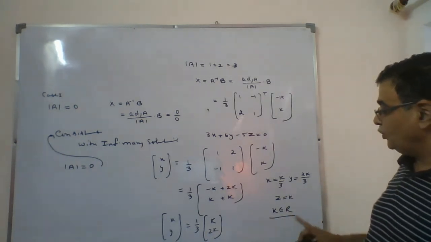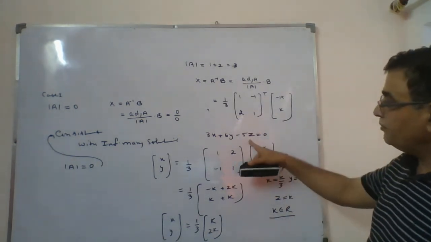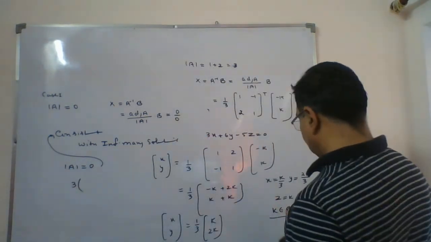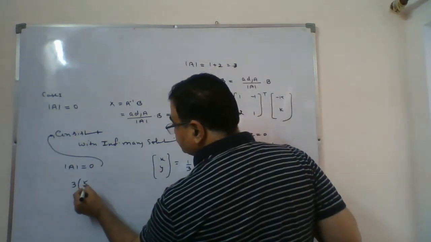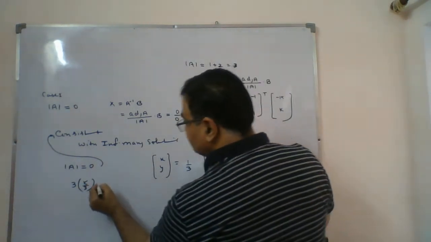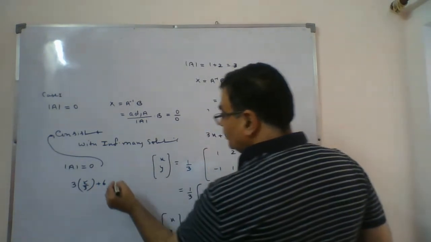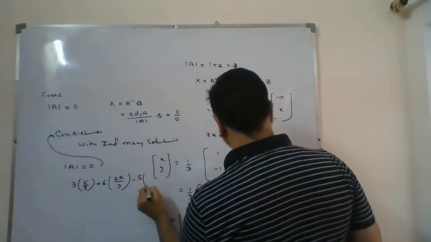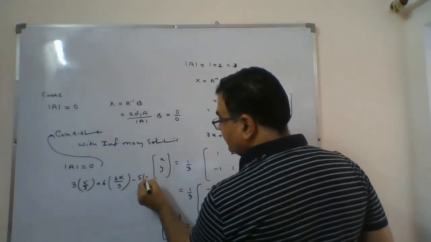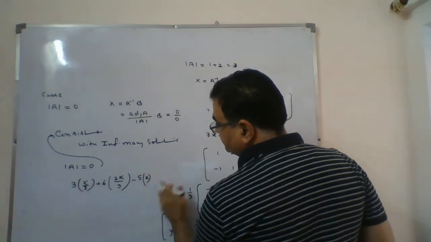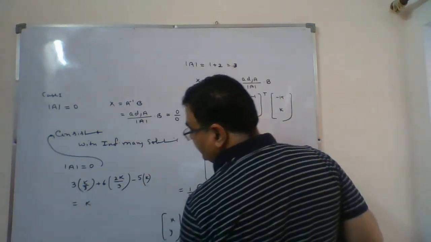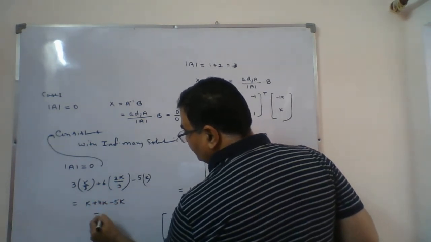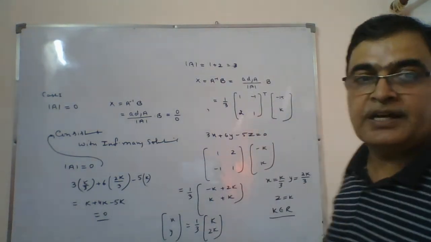And at the same time, I told you whatever this solution will come, that must satisfy here also. We'll check that also. Will it satisfy 3 times x? X will be k by 3. Then plus 6 times 2k by 3 minus 5 times z. Z will be simply k. Now when you solve it, it will be k, this will come 4k. Then comes minus 5k, coming 0. It satisfies and you get your answer.